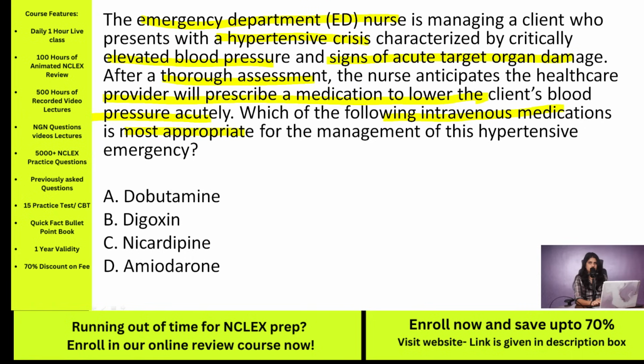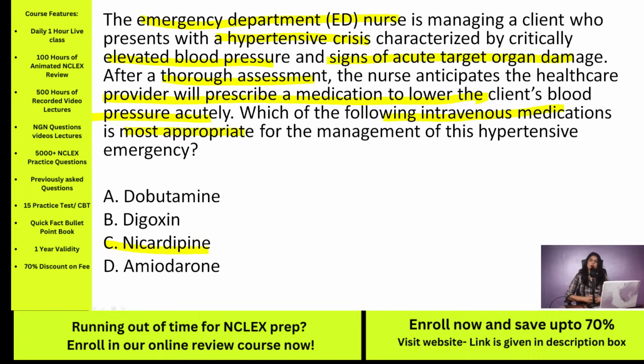Let's carefully go through the answer options together. Option A, dobutamine. Option B, digoxin. Option C, nicardipine. Option D, amiodarone. Now let's determine which medication directly addresses the acute reduction of blood pressure in a hypertensive emergency. The correct answer is option C, nicardipine.